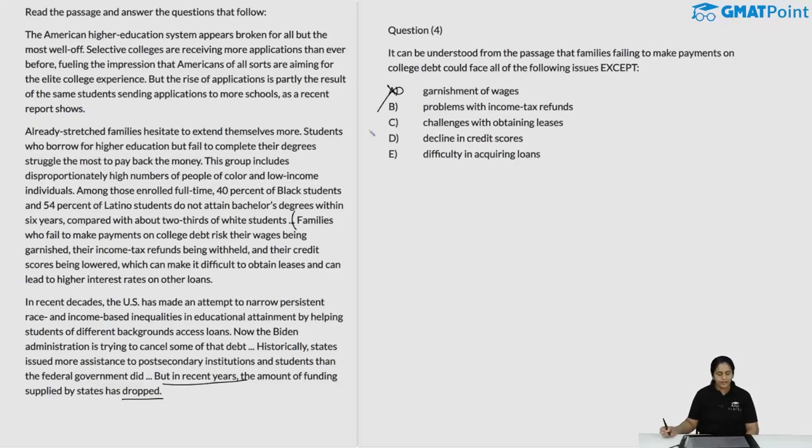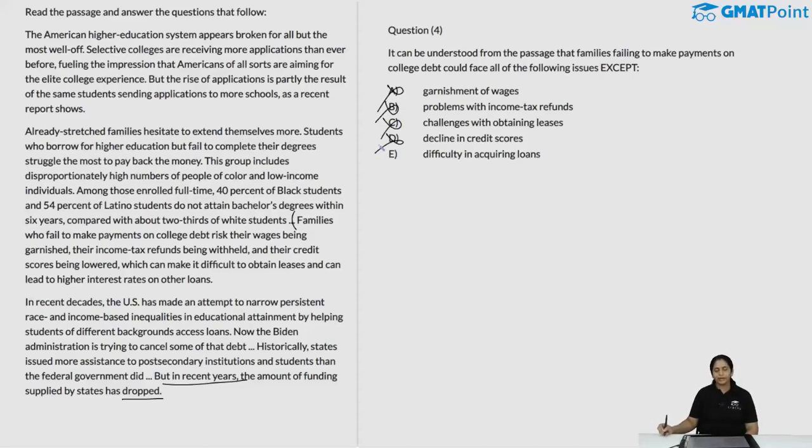Wages being garnished, their income tax refunds being withheld. Okay, that is also given. Their credit scores being lowered. This is, yes, given. And which can make it difficult to obtain leases, also given, and can lead to higher interest rates on other loans.